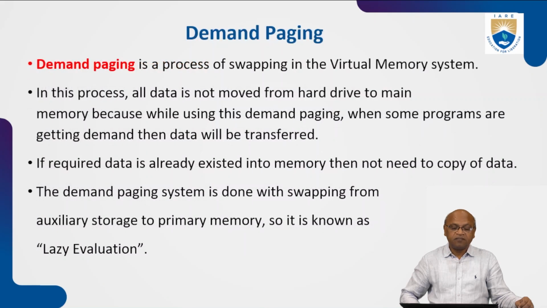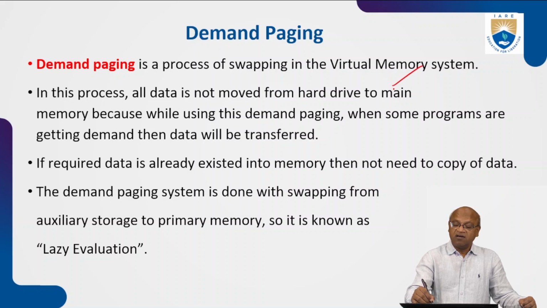So, what is demand paging? Demand paging is a process of swapping in a virtual memory storage system. In this process, all data is not moved from the hard drive to main memory, because while using demand paging, data will be transferred only when some pages are demanded. As we have seen, this is our hard disk. We are using the paging technique, and this is the 4 GB file in the hard disk, and we are creating equal size pieces of 10 KB each.